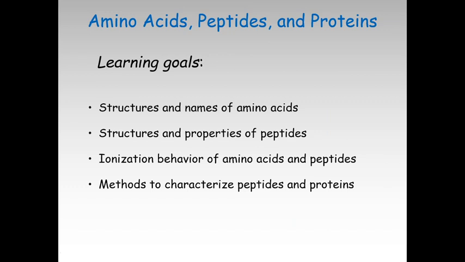These are the learning goals for this chapter. To understand and familiarize yourselves with structures and names of various amino acids. To understand and familiarize with structures and properties of peptides. Ionization behavior of amino acids and peptides, and methods to characterize peptides and proteins. In addition to this, you would also familiarize yourselves with the way you purify proteins.